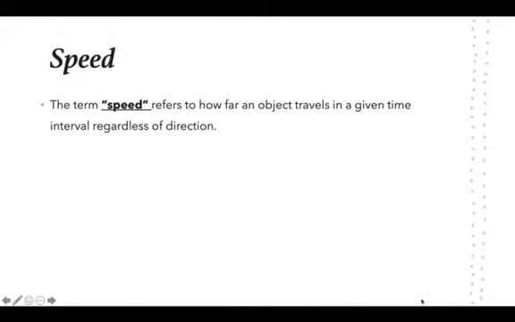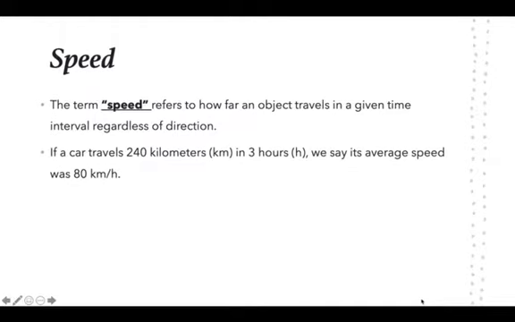Let's start with speed. The term speed refers to how far an object travels in a given time without thinking about the direction of such an object. So for instance, if an object were to travel 240 kilometers in 3 hours, then we would say that its average speed was 80 kilometers per hour. That would mean the distance traveled, which would be 240 kilometers, in the given time interval, 3 hours.